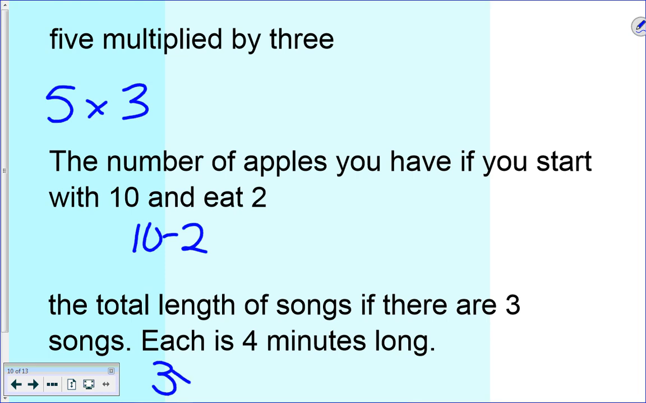Does everybody see how we're going to use this? It depends what they say. They might say evaluate, or they might just say write it in an expression. I have too many people talking and doing their own thing.